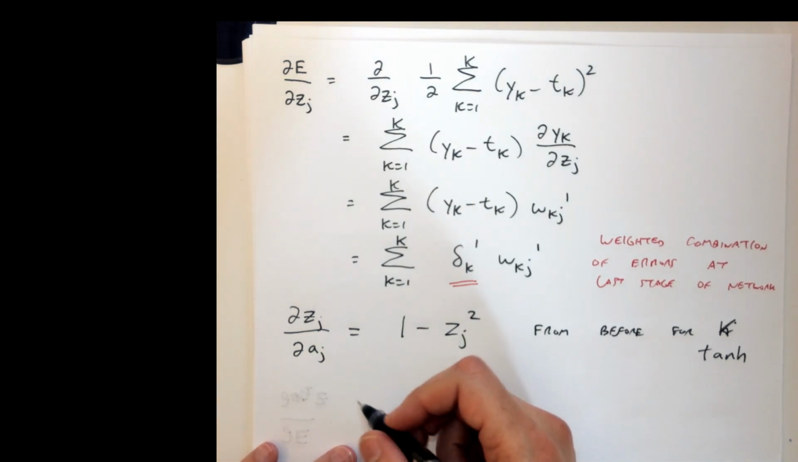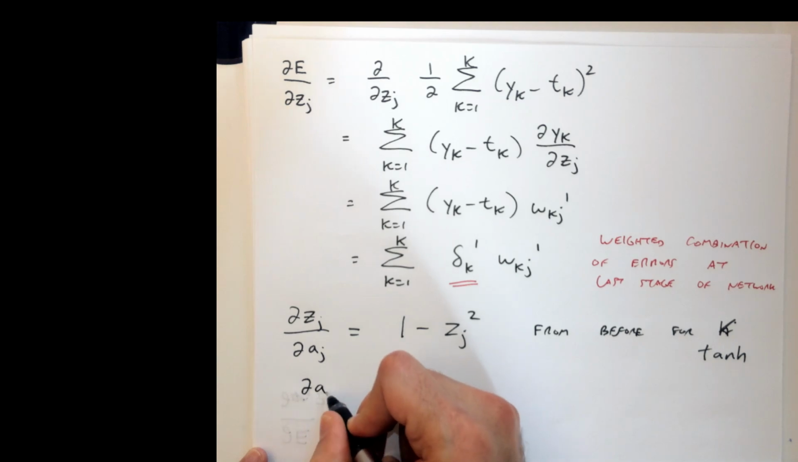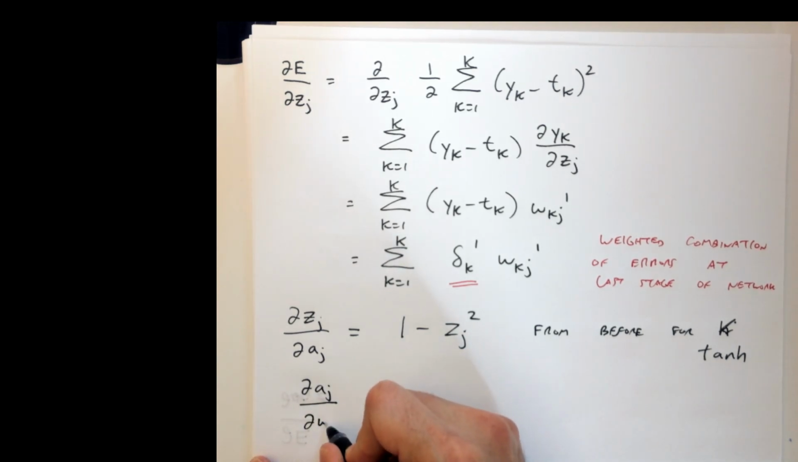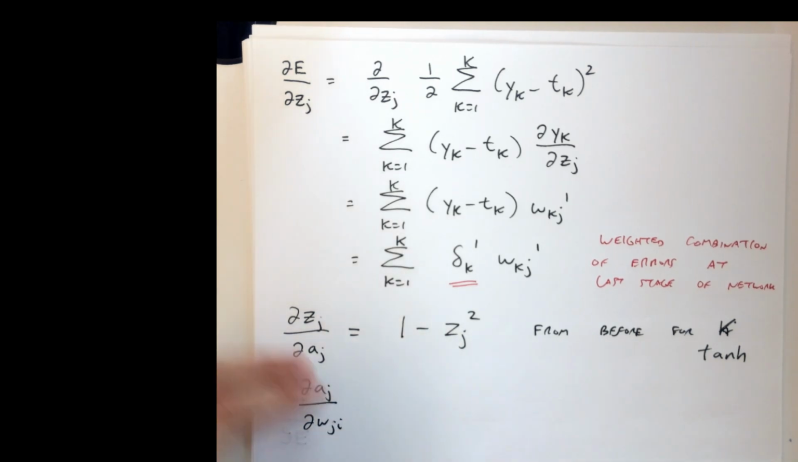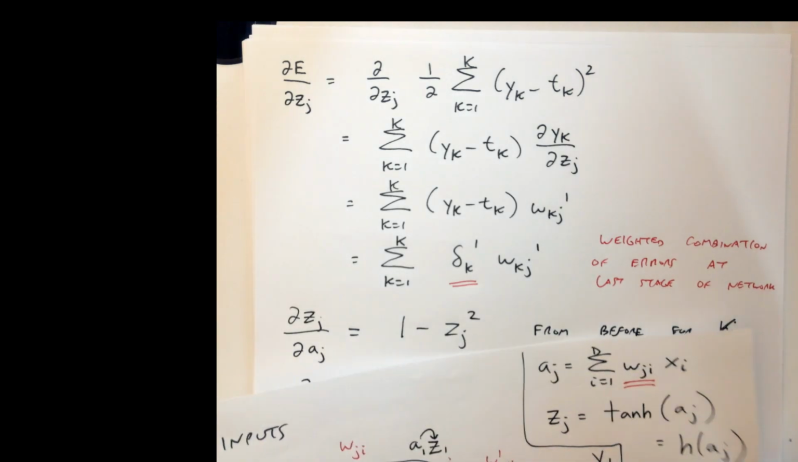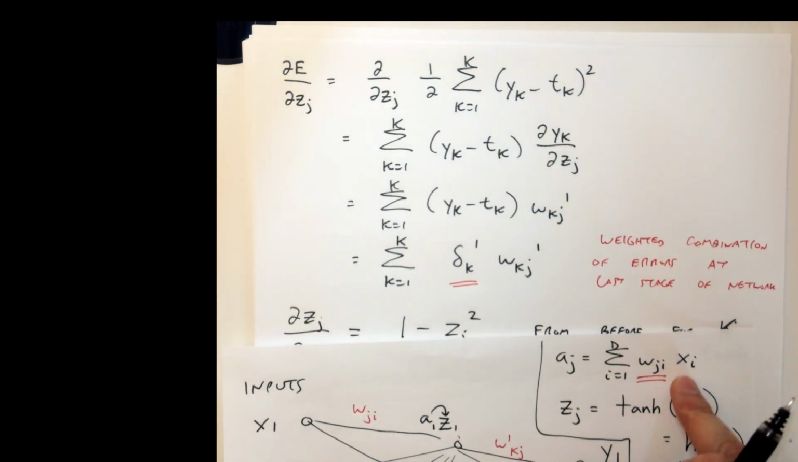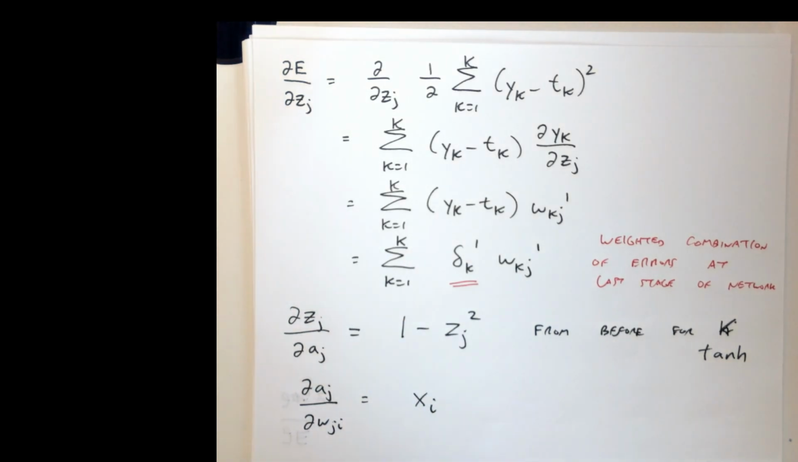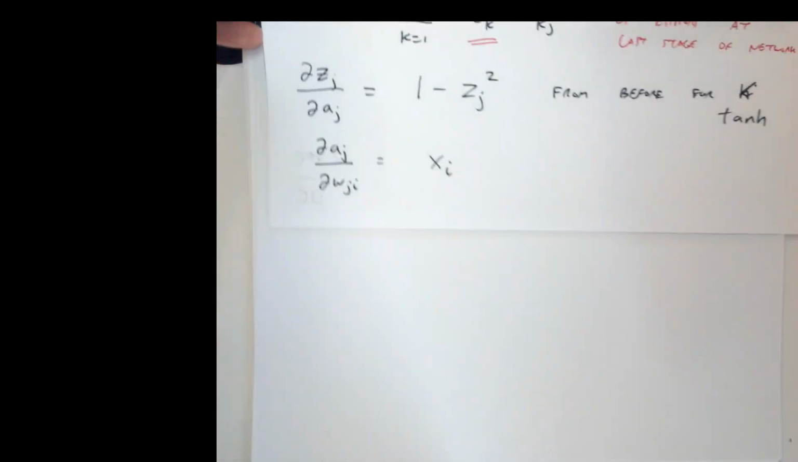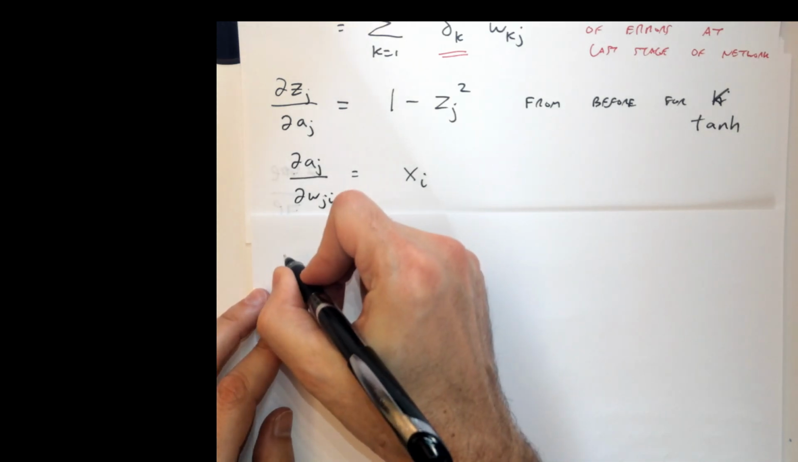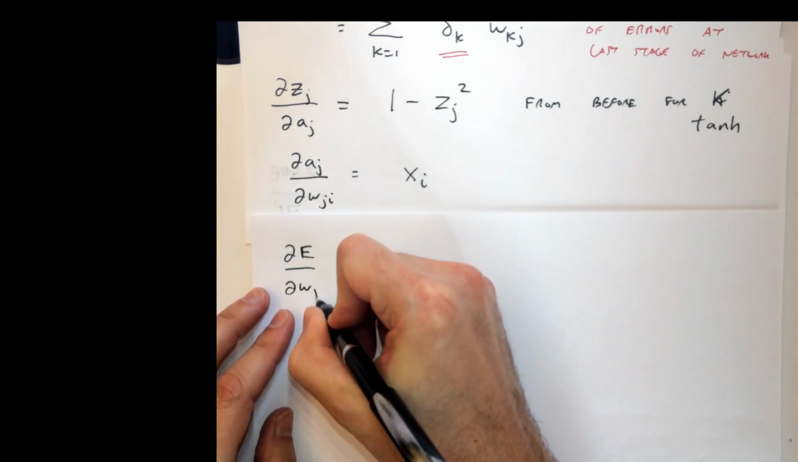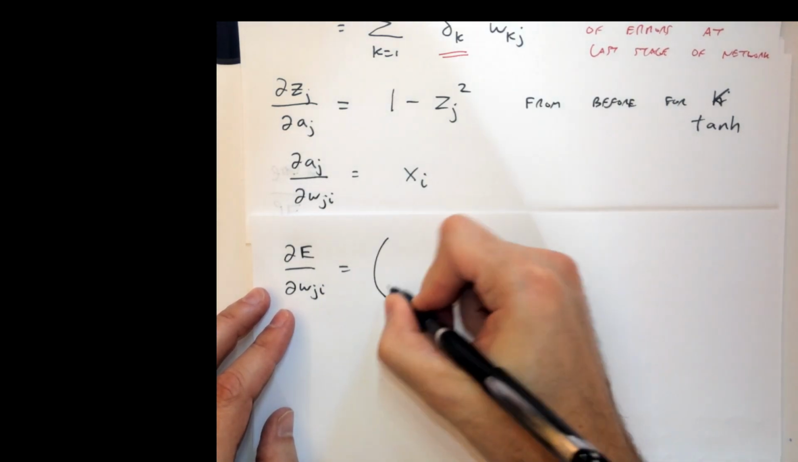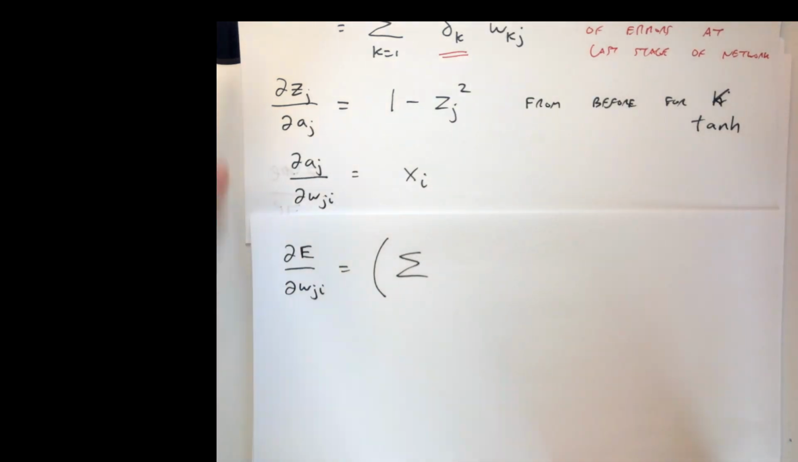And then the last thing I need is what is the derivative of the aj with respect to this weight? Well, this is just, if I go back and look at what I defined, a linear combination of the inputs. And so all I have to do is just take the corresponding input. This is just xi. So putting it all together, I have to multiply these three terms together. And what do I get? What I get is the partial of E with respect to Wji is this term, which is a little bit off the screen, like this guy.